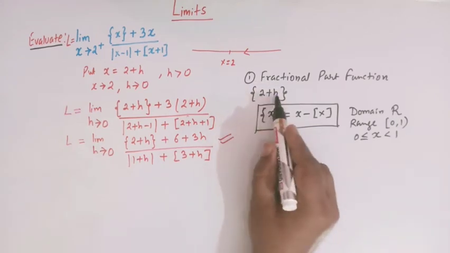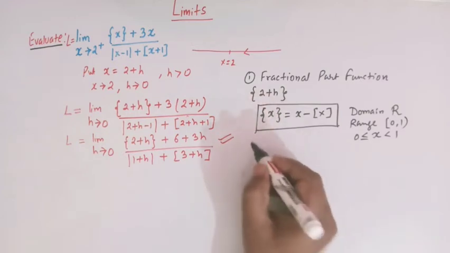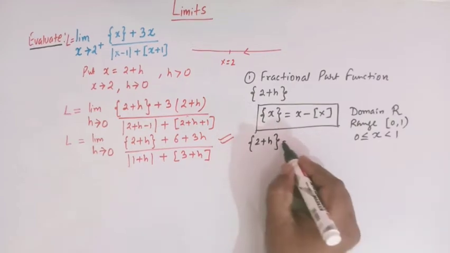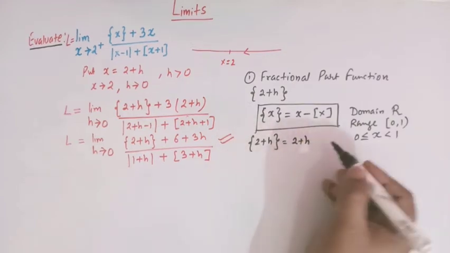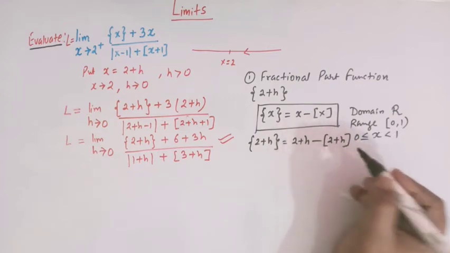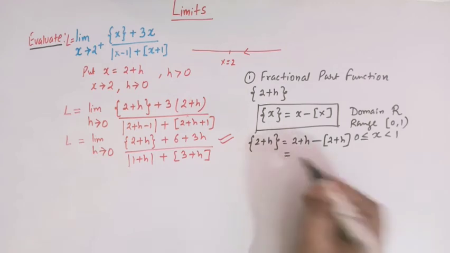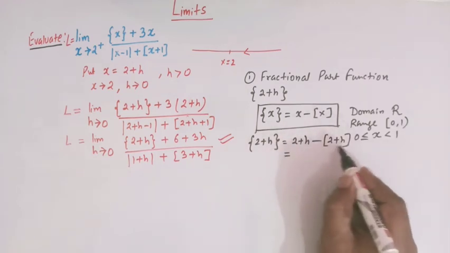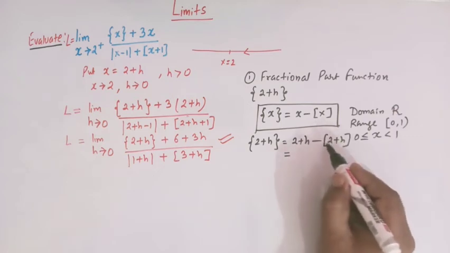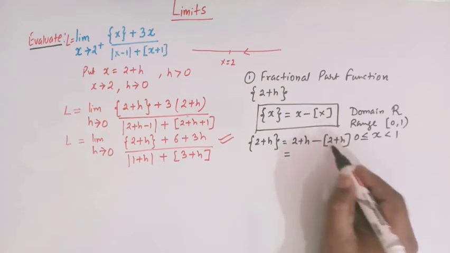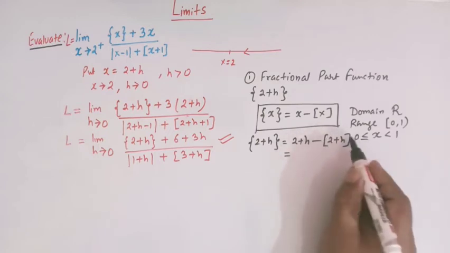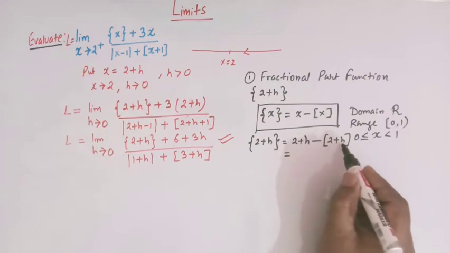Now if we take x is equal to 2 plus h, then the fractional part of 2 plus h is equal to 2 plus h minus greatest integer of 2 plus h. And now we have to make use of the definition of the greatest integer function to express this quantity. Here inside these brackets we have 2 plus h.